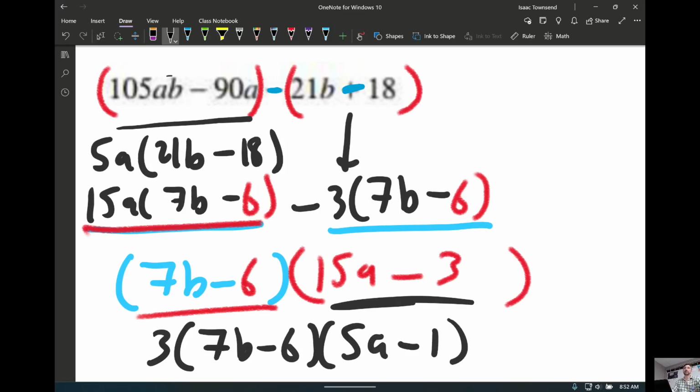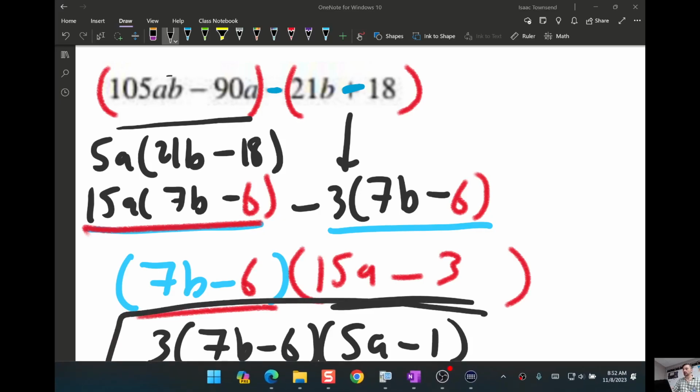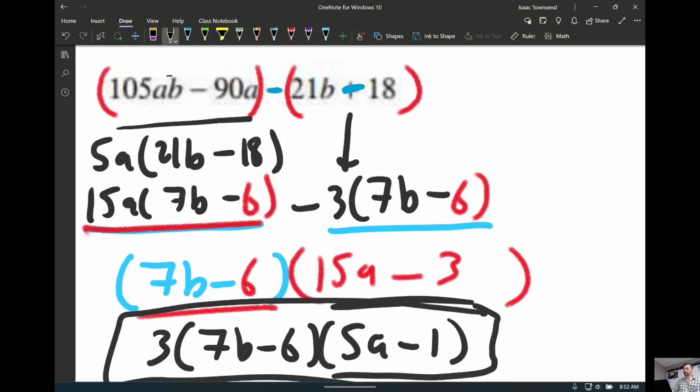Ideally, you could have seen that at the beginning. 105, 90, 21, and 18 all have a 3 in common. So you could have started off by factoring out the 3 at the beginning, but technically, if the question said factor completely, we would need to factor out that 3 also.